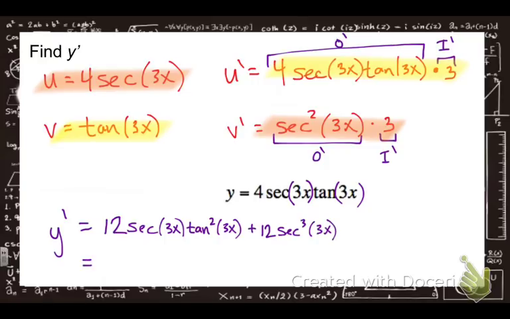If they wanted to factor, which they very well could, both of these groupings have a 12 in them. Both of them have a secant. All right, so we can pull out a 12, we can pull out a secant of 3x. And that leaves us with, from the first one, the 12 is gone, the secant is gone, that leaves us with tangent squared of 3x plus, from the second one, the 12 is gone, one of the secants is gone, and we're left with 2 secants, so secant squared of 3x.